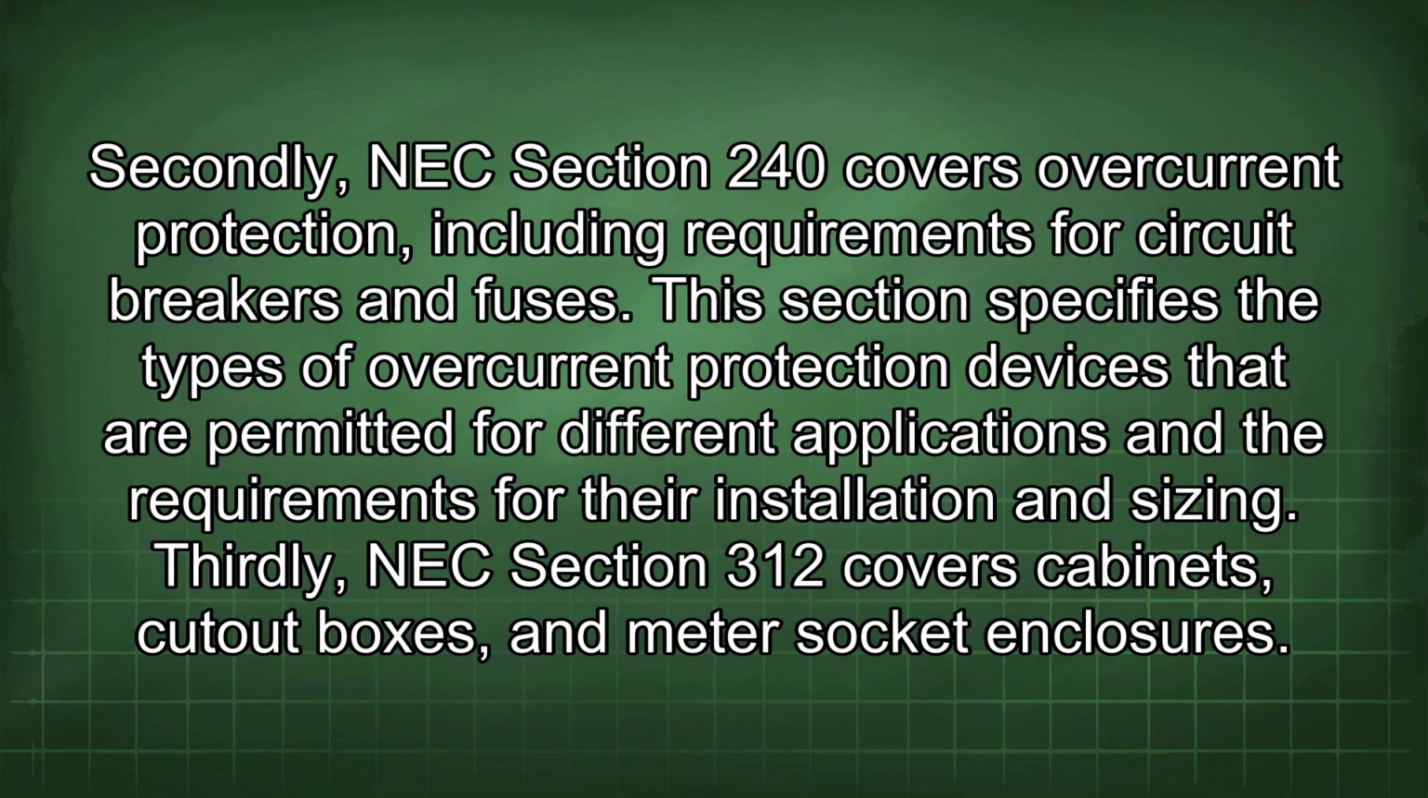Secondly, NEC Section 240 covers overcurrent protection, including requirements for circuit breakers and fuses. This section specifies the types of overcurrent protection devices that are permitted for different applications and the requirements for their installation and sizing. Thirdly, NEC Section 312 covers cabinets, cutout boxes, and meter socket enclosures.